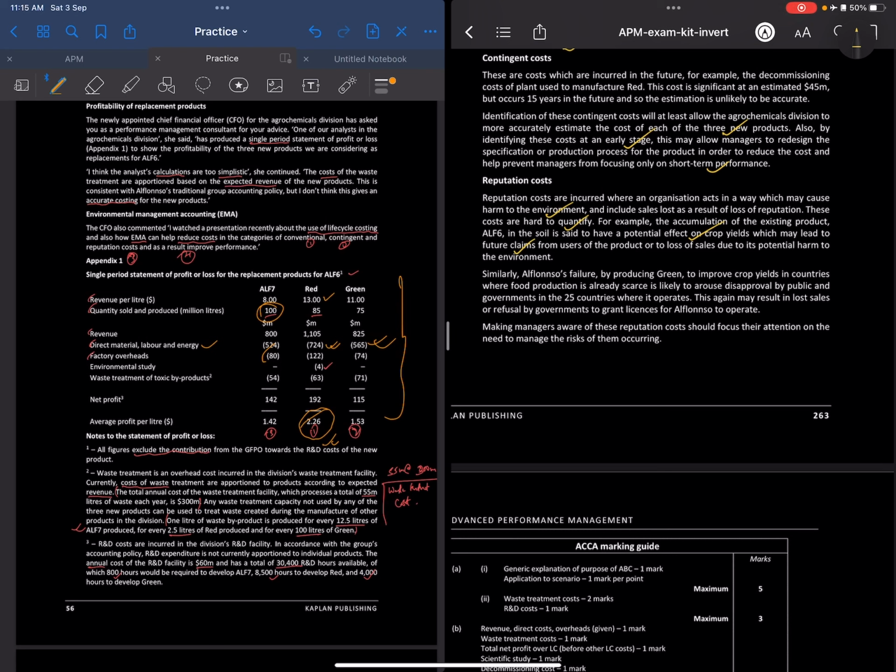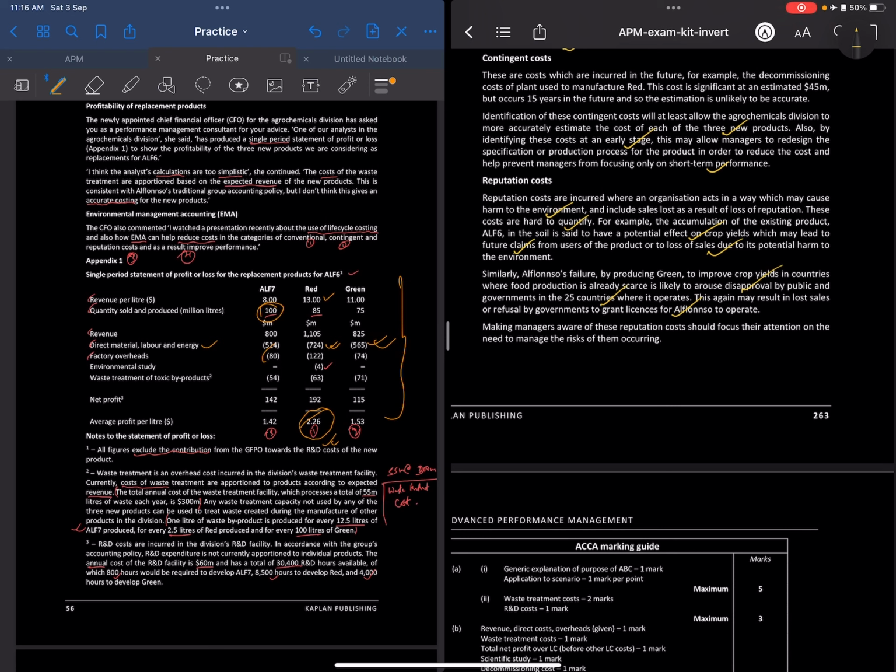So it could be either the claims or loss of sales due to the potential harm that is being done by this product of ours to the environment, right? So similarly, Alfonso's failure by producing green to improve product crop yields in countries where production is already scarce is likely to arouse disapproval by public and governments in 25 countries where it operates. This again may result in sales loss or refusal by government to purchase or to grant licenses to Alflonnso to operate, because they are the granting authority, right? So they could forfeit our license.